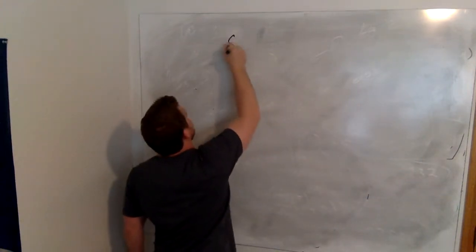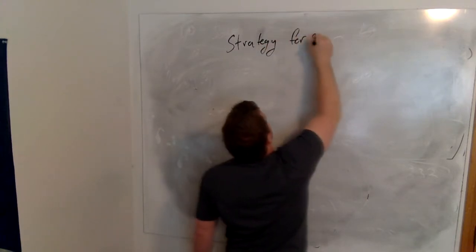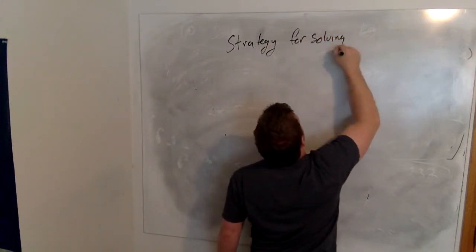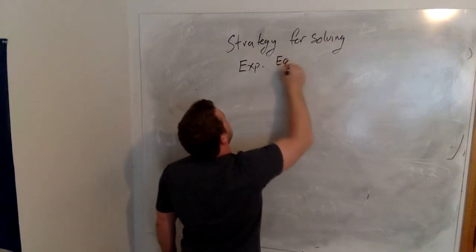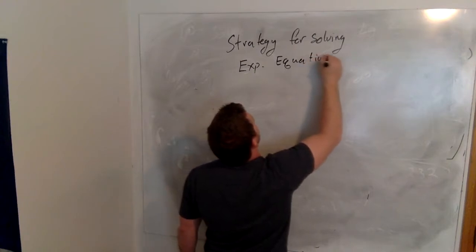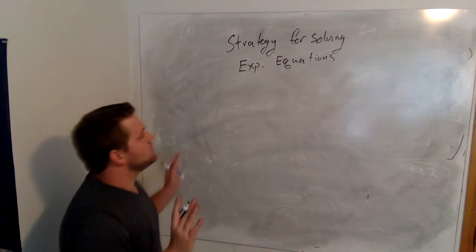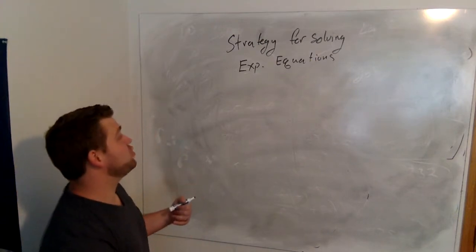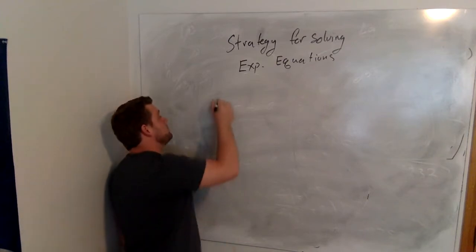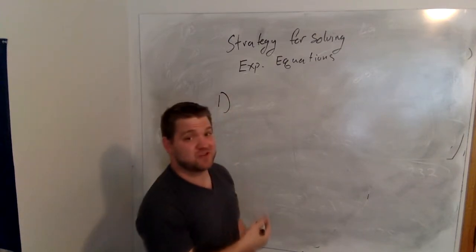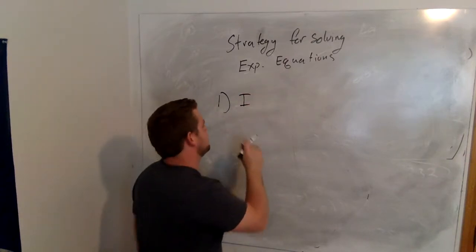So, strategy for solving exponential equations. Now this isn't going to be a strategy that works for every single exponential equation, but for a majority of exponential equations, this is the strategy you're going to take. First, you're going to isolate an exponential on one side or both sides. So it depends. You'll see what I mean in a second.